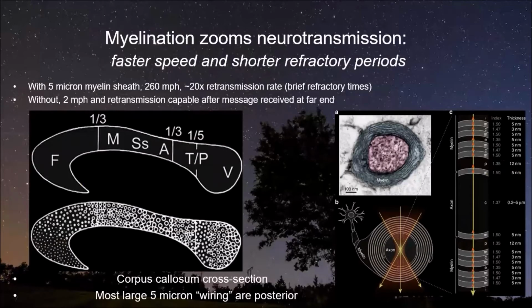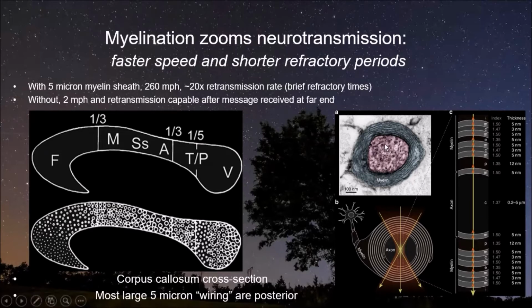Okay, so in myelination, I mentioned earlier, you go 2 miles per hour without myelin, and then it gets up to 260 miles per hour. Plus, you can do a refractory period. You don't have to wait till the message gets all the way out to the end of the dendrite before you're sending another pulse. So it really can be 3,000 times faster in an adult brain, in the area where it's fully myelinated, compared to a baby brain.